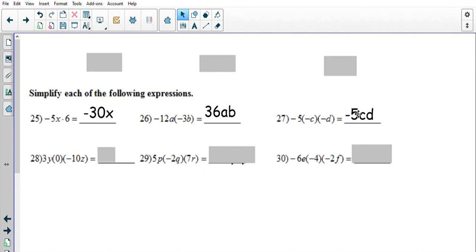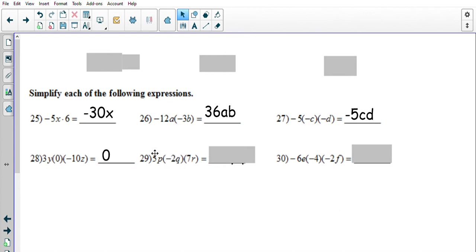Number 28, we've got 3y times 0 times negative 10z. You don't really need to do any work because there's a 0 there, and the multiplicative property of 0 says that when we multiply by 0, we get 0. So there it is. If you write 0yz, you don't need to do that either because 0 times anything is 0.